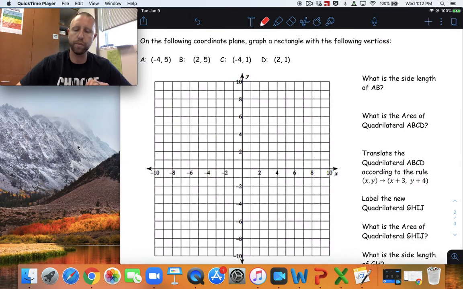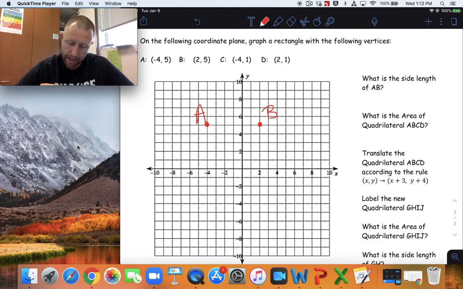it says on the following coordinate plane, graph a rectangle with the following vertices. So let's just graph each of these first, and then we can answer the questions about it. Point A there is at -4, 5, so I'm going to go to the left on the x-axis to -4, and then go up to 5, and I'm going to make a point. Point B, or vertex B, is 2, 5, so I'm going to go to the right 2 and then up 5. So I've got A and B so far.